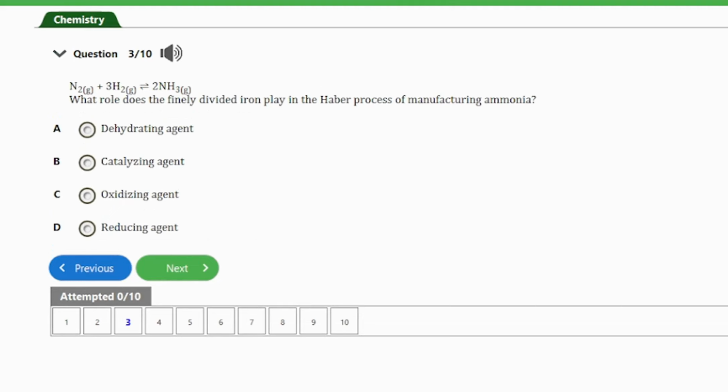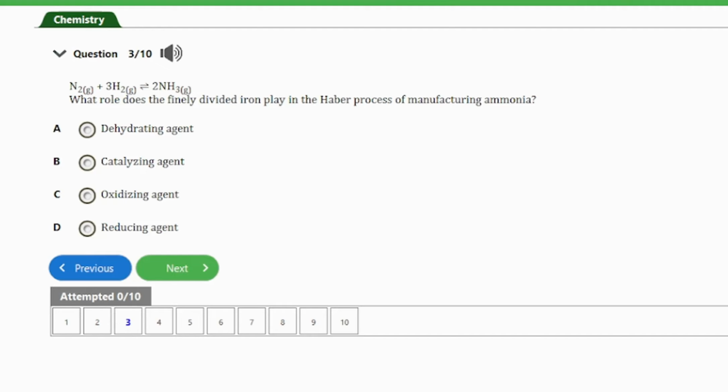So let's consider the next question here, guys. That's question number 3. It says, what role does the finely divided iron play in the Haber process of manufacturing ammonia? So guys, we have options A here, dehydrating agent, B, catalyzing agent, C, oxidizing agent, D, reducing agent. So guys, the answer to this question is option B, and that's catalyzing agent.